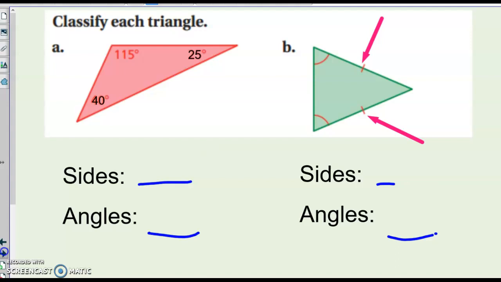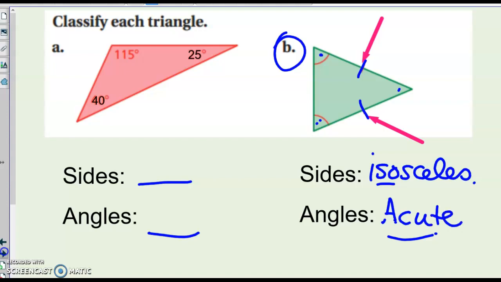Okay, so you're going to see quiz questions like this where you have to classify by sides and by angles, okay? So I'll do the first one. Actually, I'll do B here since you already saw one of those answers. All right, so I'm noticing in this one that I have 2 sides the same, right? 2 angles are also the same, but we're going to classify that as isosceles, right? Because 2 sides are congruent. And then angles, well, it looks like all my angles are acute. They're all less than 90. So it's an acute isosceles triangle, okay?